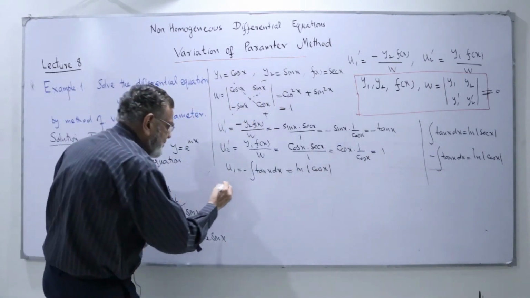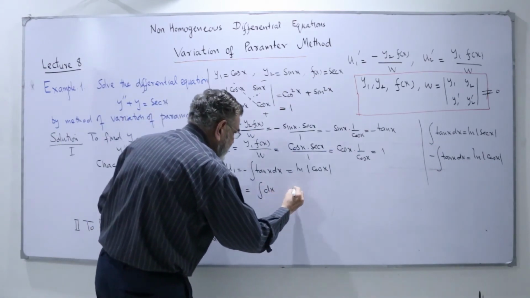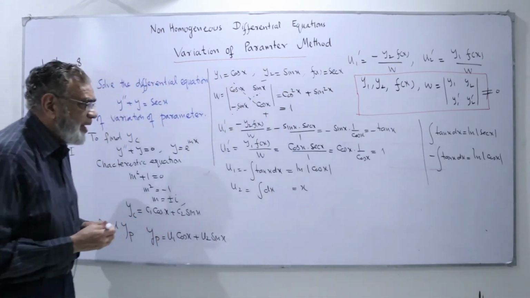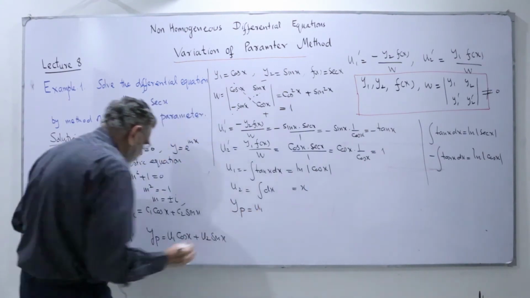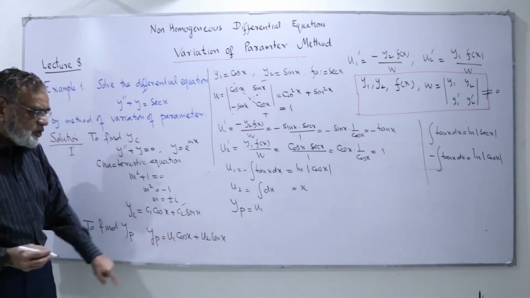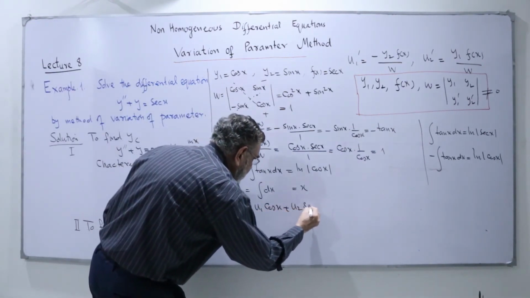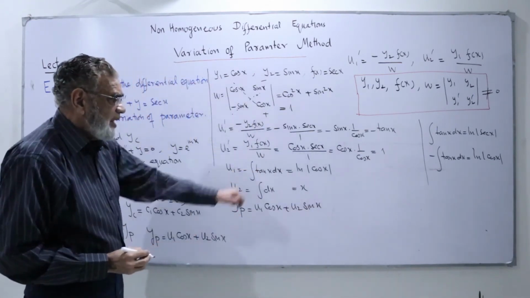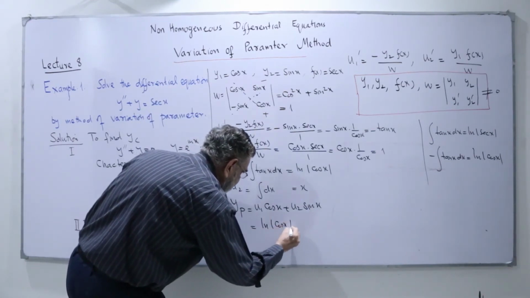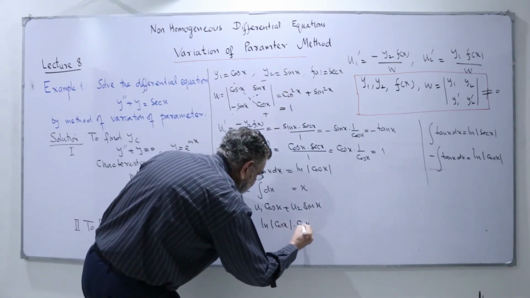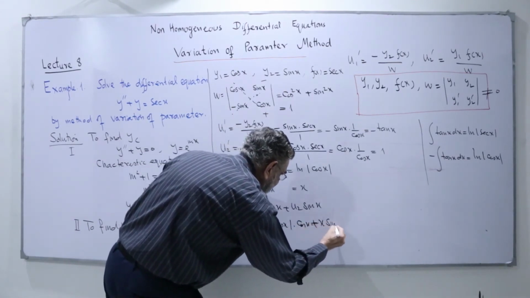The u2 dash we integrate, that is equal to dx. We do that, it is 1, and what's the value? We get here x. So I can write my yp. What's my yp? My yp is u1 cosine x plus u2 sine x. We have the value of u1, u1 is ln of cosine x. So I get here ln of cosine x into cosine x. My u2 is x, so plus x sine x.